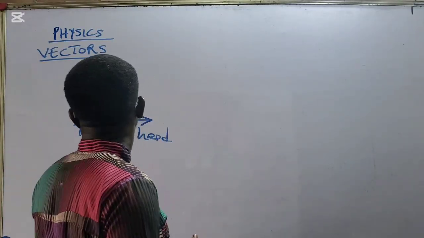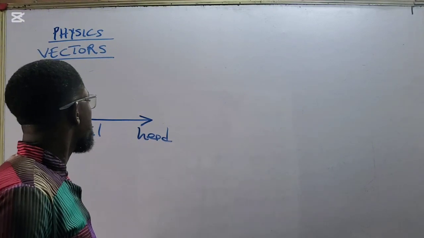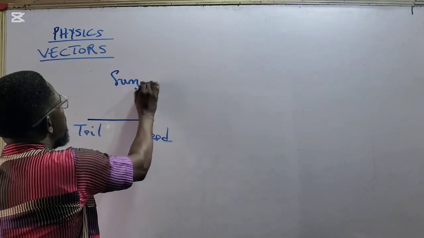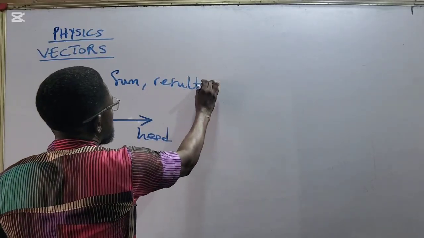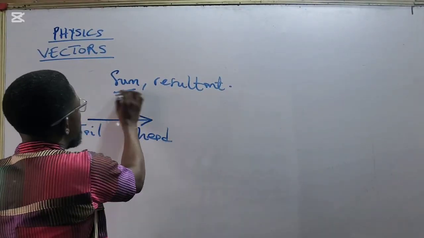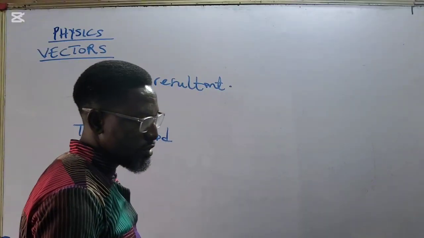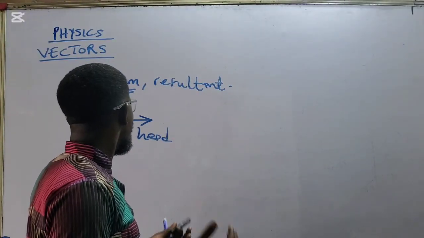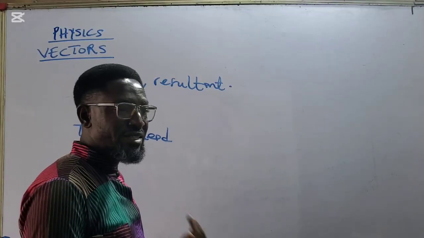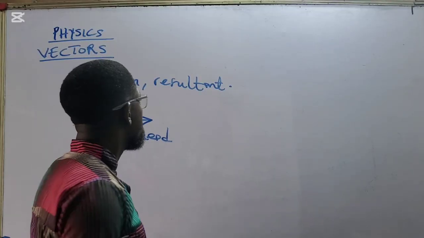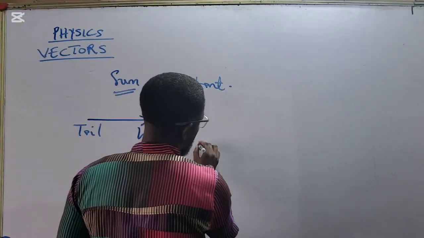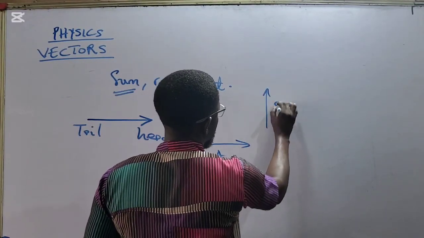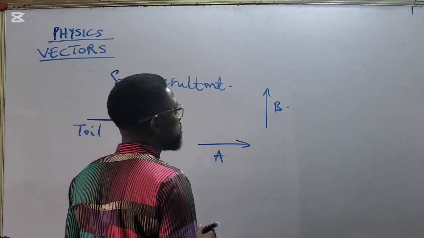Now, in the course of doing calculations in this topic, you are going to come across the word sum or resultants. What about the sum of two vectors or the resultant of two vectors? The resultant is the sum of the vectors when they are taken in order. Take for example, you have a vector in this direction, let's say vector A. You have another vector in this direction, vector B. Then you have to find the vector sum.